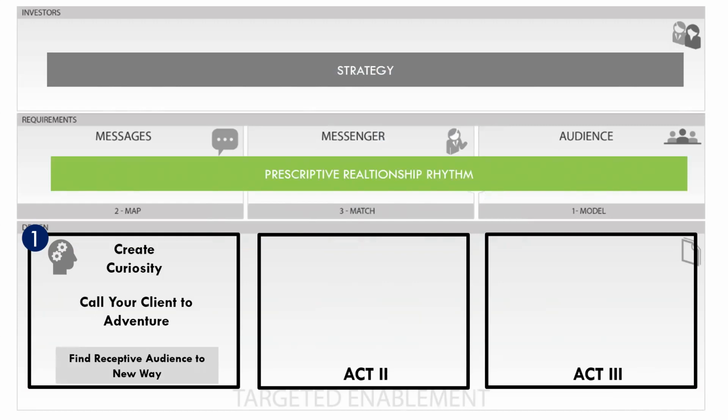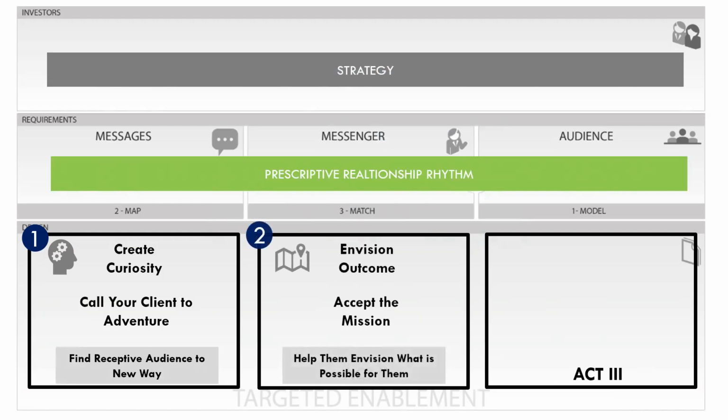So we want to be able to put all of those different threads, all of those different calls out as much as possible. The second stage of our process is we want that individual, that stakeholder, that executive to envision the outcome. So we've gotten them curious. Now we want them to paint in their head that this journey is worth the risk for them. So we've got to get really good at helping them see for themselves what this is going to look like so they accept that mission. Our objective is to help them envision what's possible for them.